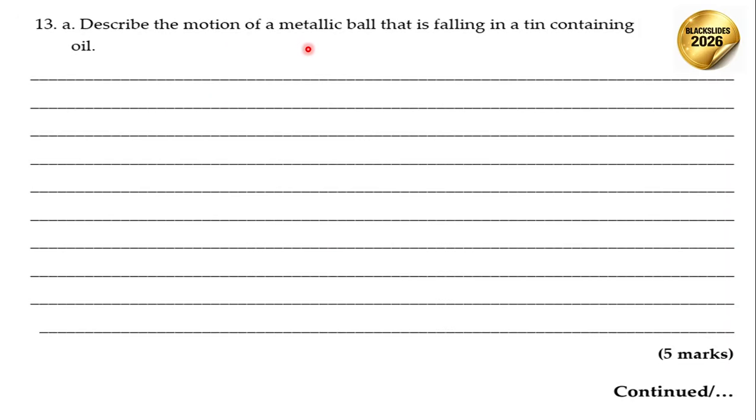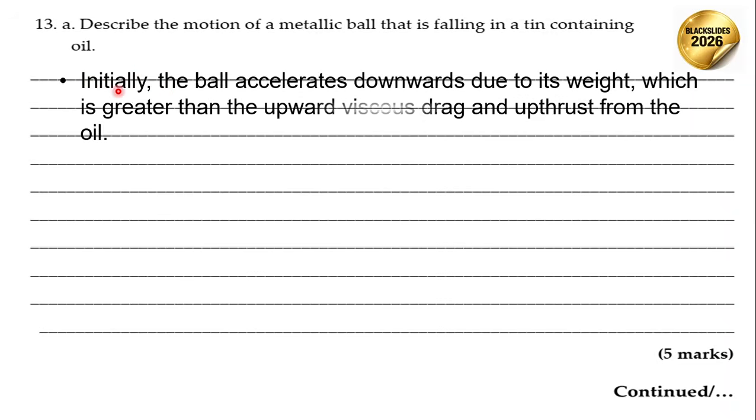Describe the motion of a metallic ball that is falling in a tin containing oil. This is about terminal velocity. So describe its motion. In other words, you are answering a question that says, how does a metallic ball falling in a tin containing oil achieve its terminal velocity? Right, so initially the ball accelerates downwards due to its weight, which is greater than the upward viscous drag and the upthrust from the oil.